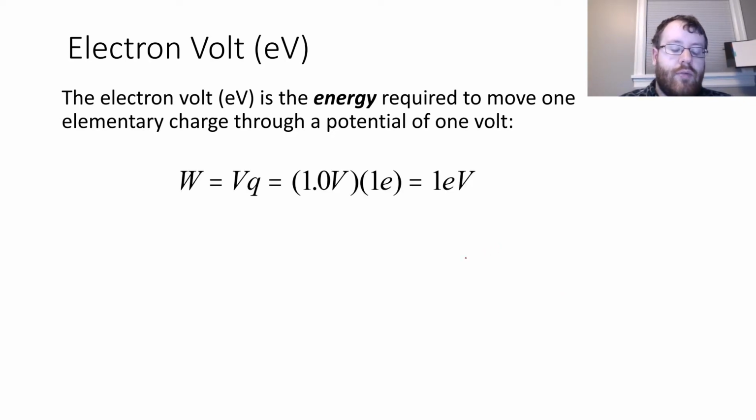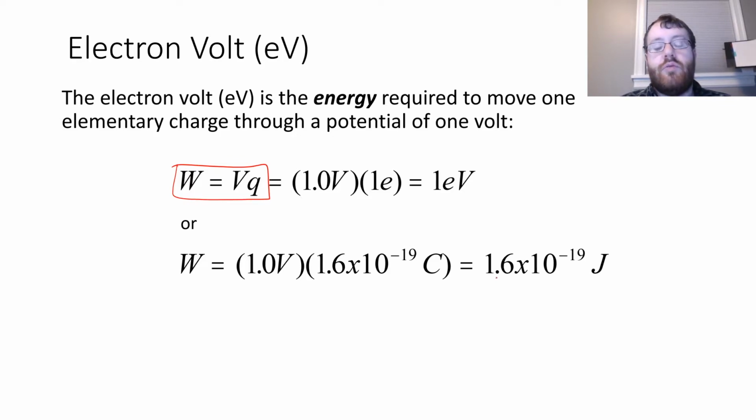So this is the formula that we saw before, just rewritten. If we have 1 volt times 1 elementary charge, that is equal to 1 electron volt. So again, keep in mind, it is a unit for energy. A lot of people think it's a unit for voltage. It's not. It's a unit for energy.